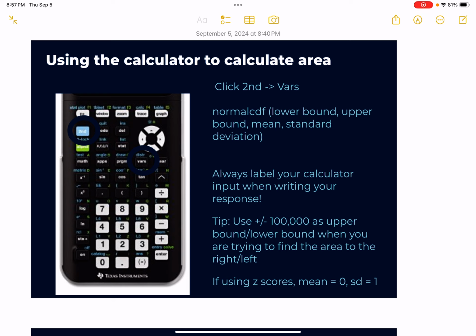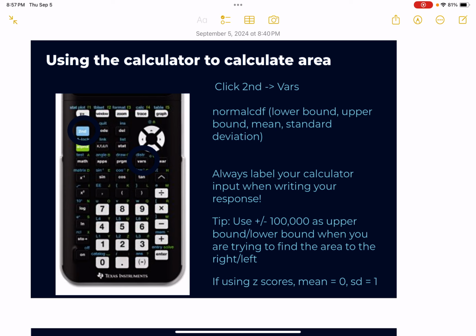So what you're going to do is you'll do second vars, and you can see where that's highlighted on the picture that you're looking at. And I go down to the second one. You can probably hear the clicking of my TI-84 alongside yours. So we're rolling in tandem. And I click enter. There's an opportunity for a lower bound.